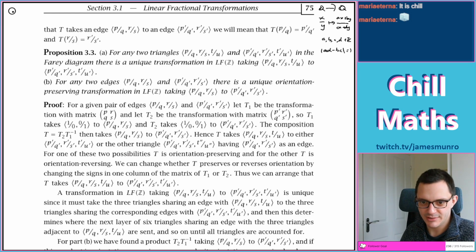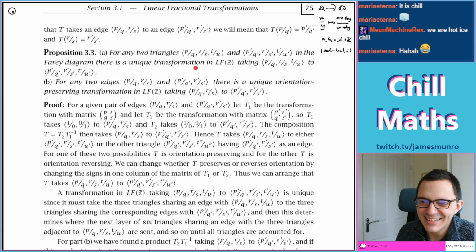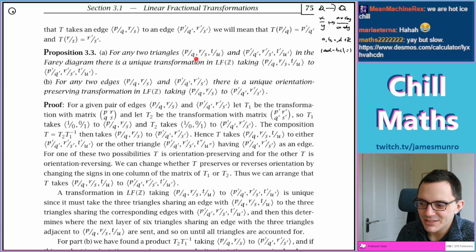Right. So now they're going to tell me for any 2 triangles, this is where the Mobius maps go into play, I think. Hot ice chill. Just water.